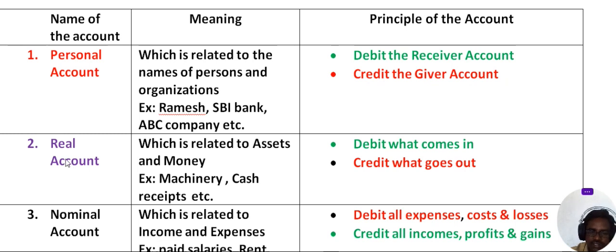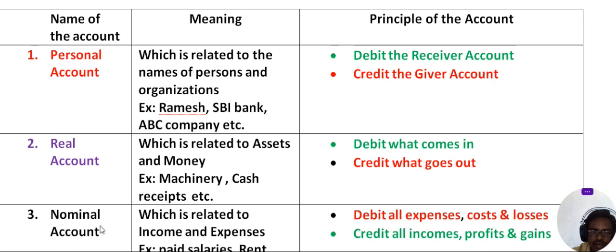And come to second one, that is real account, which is related to assets and money. This account is related to assets of the company and money, for example machinery, it is the asset of the company or organization, and buildings, etc. Cash receipts, cash payments, all those things come under a real account. The principle of a real account is that debit what comes in, credit what goes out. Debit what comes in, credit what goes out.